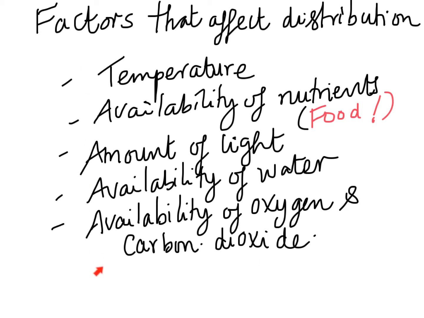These are only the basic list. There are other things such as minerals and predators. Say for example, if there are too many predators in a particular area, that can affect some living organisms. You will find less of them. Obviously, they get eaten in that place. You will not find a lot in that place.